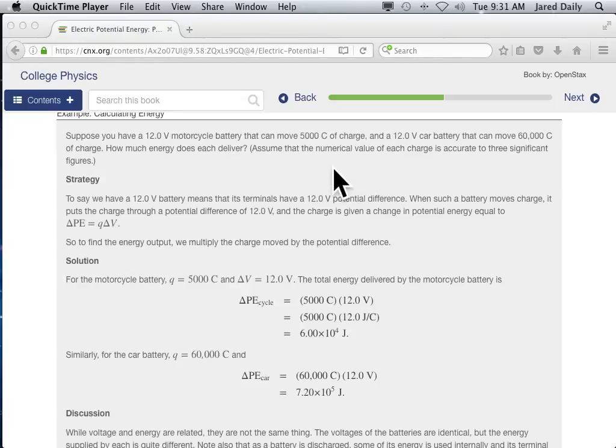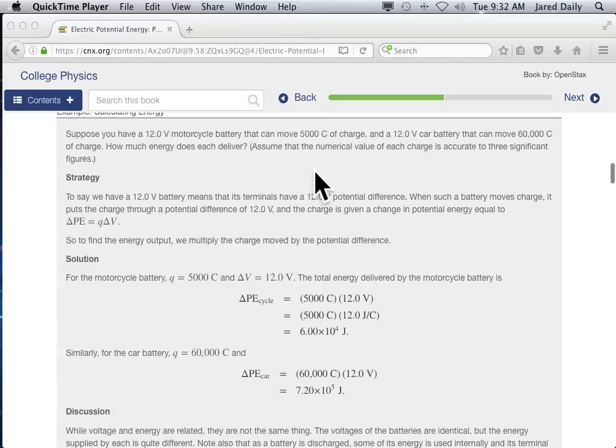Remember that potential difference or voltage is per unit charge. So it matters how much charge these things can move. That determines the amount of energy that they can do. We said 1 coulomb. Let's see what happens when we put in 5,000 coulombs. Remember that the equation is voltage equals change in potential energy over charge. So they've rearranged the equation so that change in potential energy equals charge times voltage. They multiply the charge times the voltage, and they get 6 times 10 to the 4, which is 60,000 joules. Now, how many joules did we talk about? We said 12 joules with 1 coulomb.